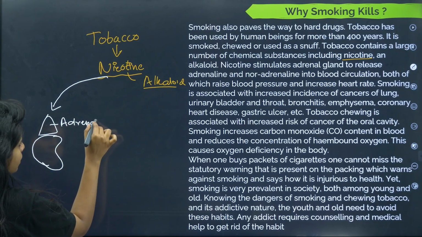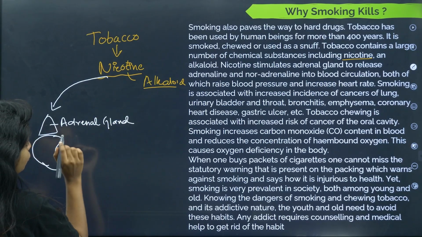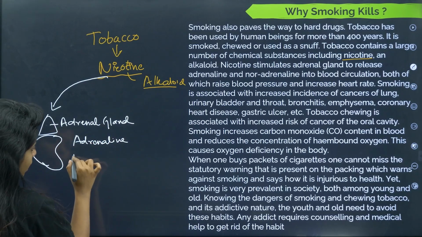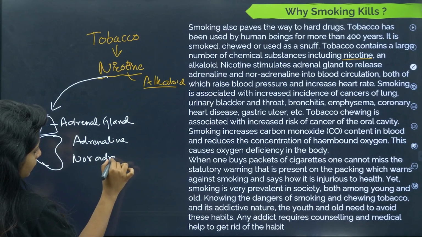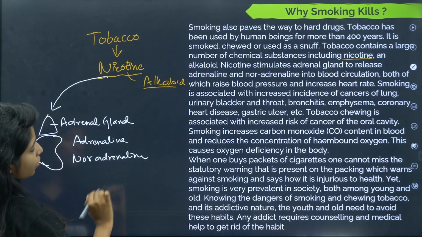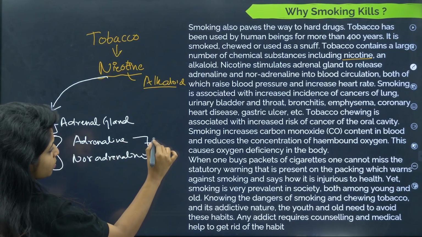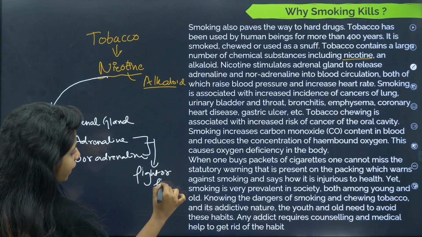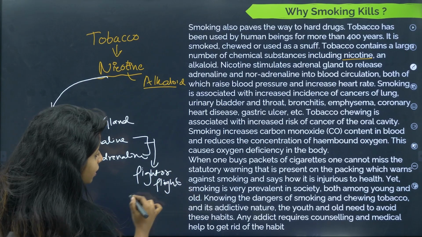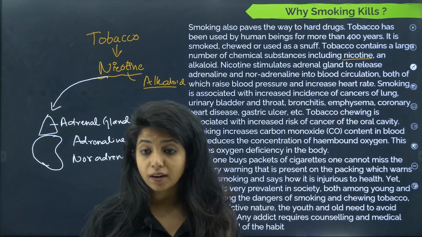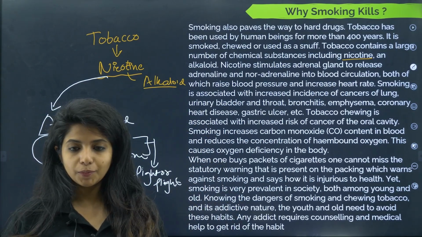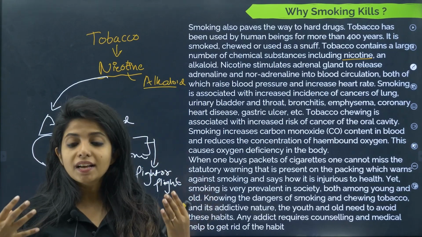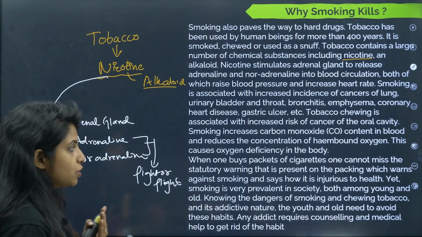Adrenal gland, which is responsible for releasing two hormones, adrenaline and noradrenaline, which is also known as epinephrine and norepinephrine. Both of them are responsible for something which is known as fight or flight. As in, these are the hormones which are released, which would make you fight against something that is happening or run away from it.